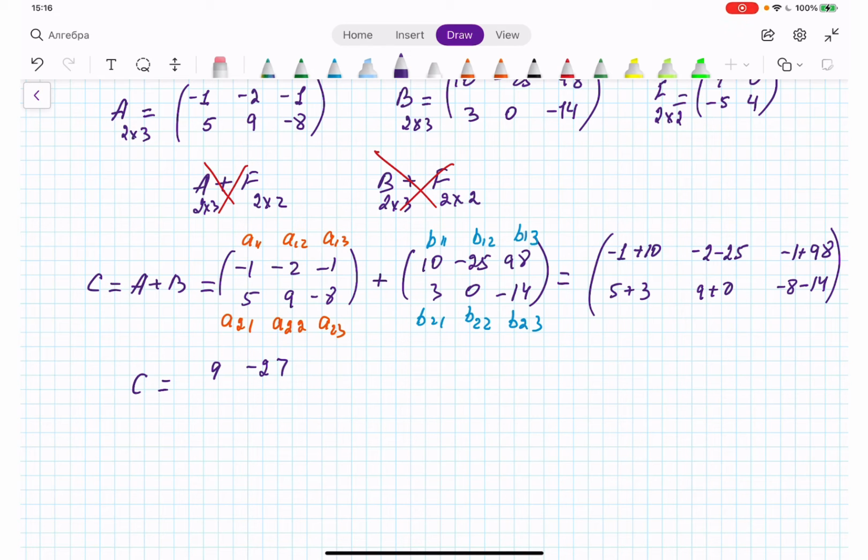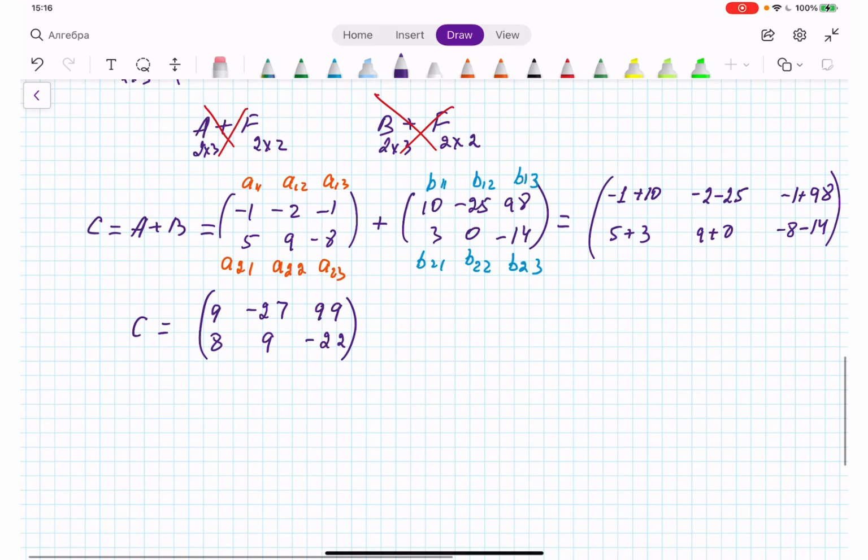And as a result, matrix C is going to be equal 9, -27, 99, and then 8, 9, and -22. Okay, pretty straightforward. Now, next we want to do subtraction.